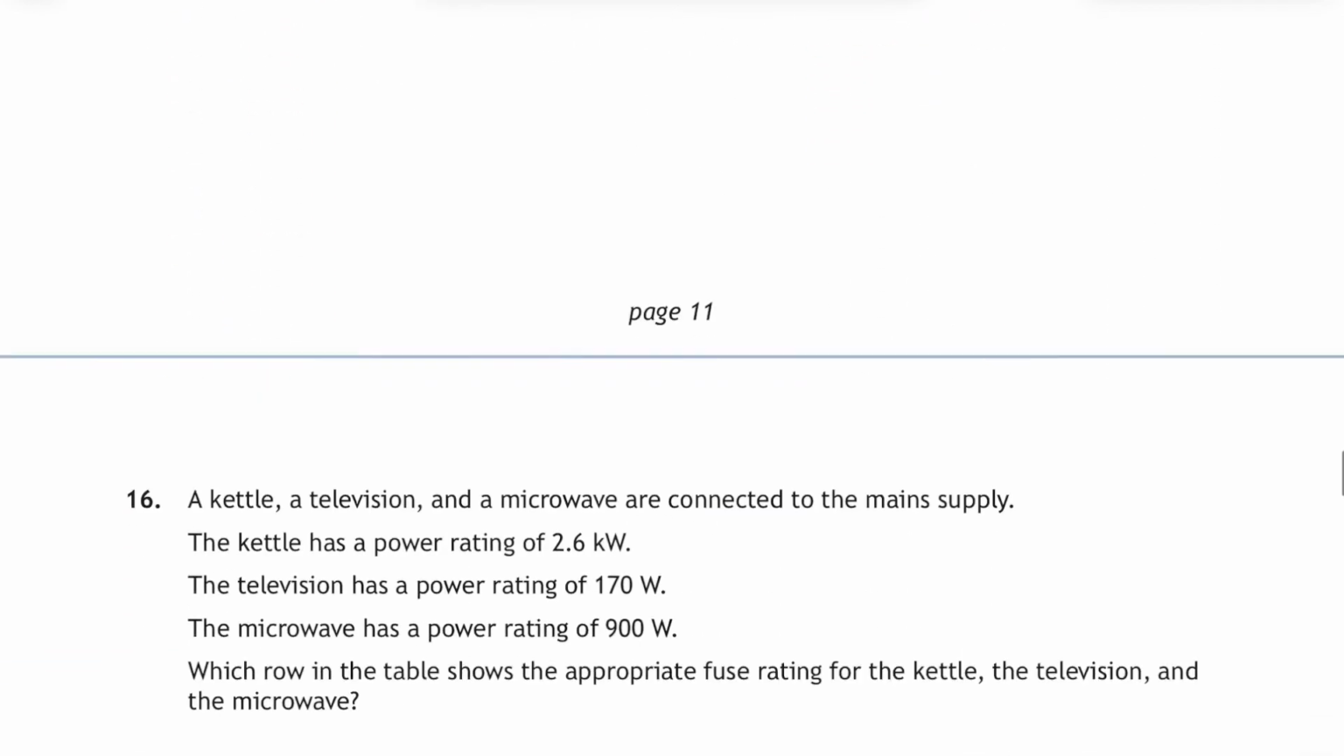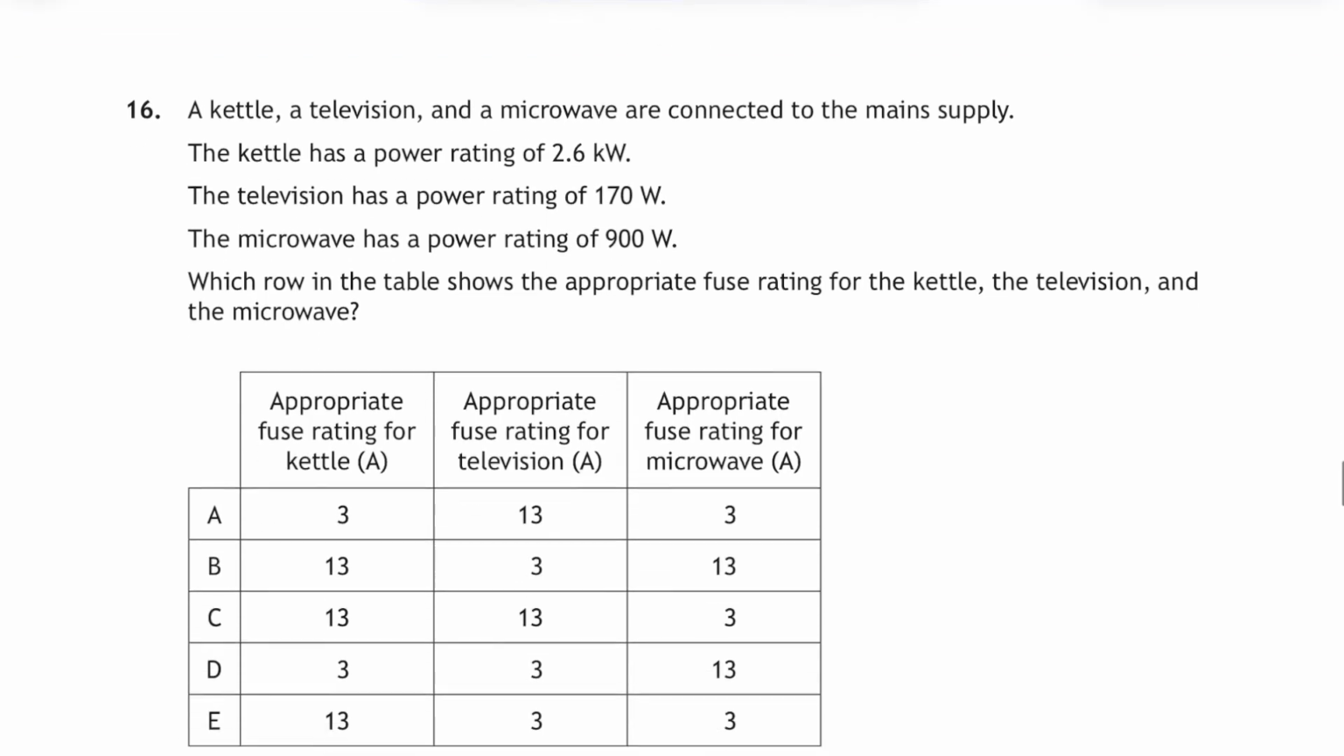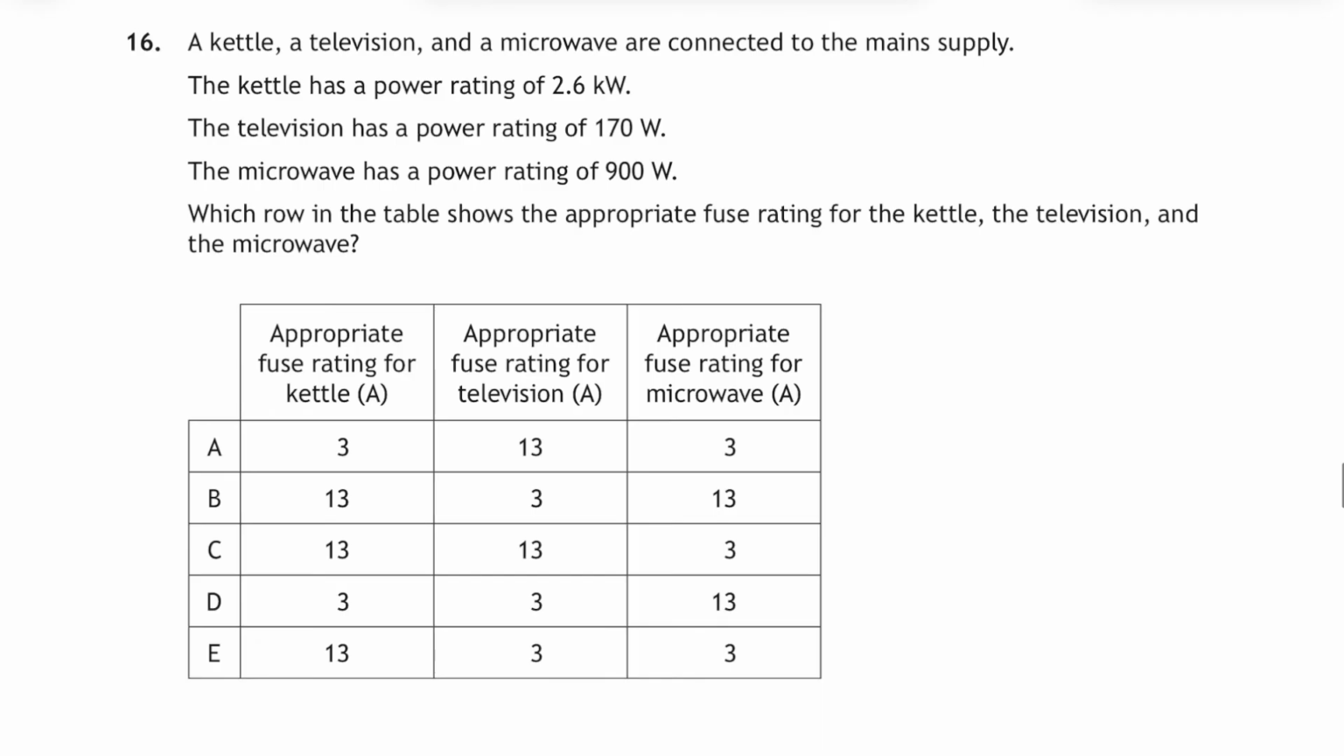Question 16. A kettle, a TV and a microwave are connected to the mains supply. The kettle's got a power of 2.6 kilowatts, the TV's 170 watts and the microwave is 900 watts. Which row in the table shows the appropriate fuse rating for the kettle, the TV and the microwave?